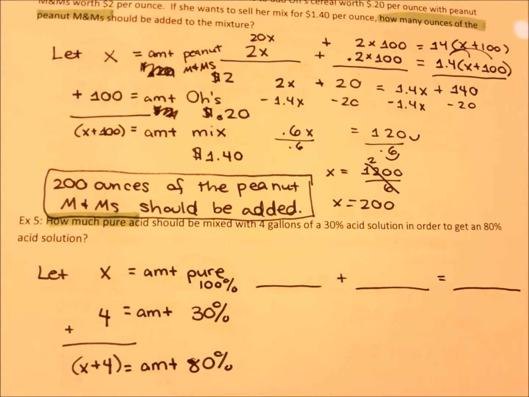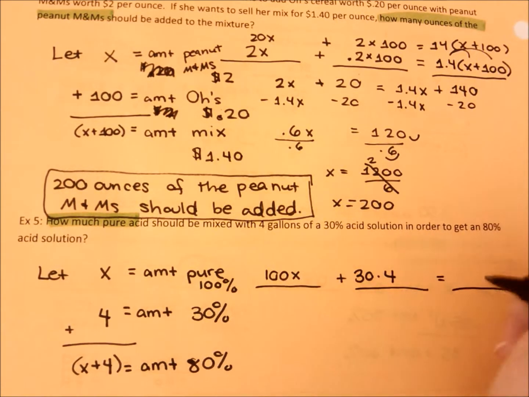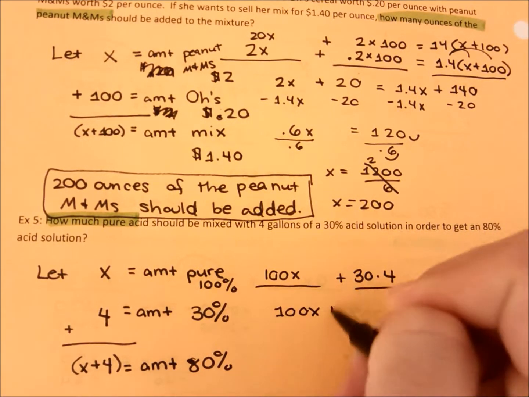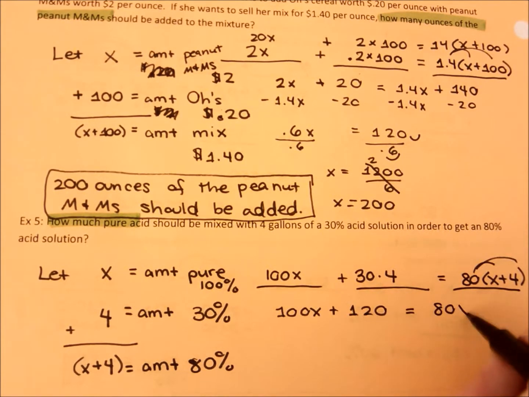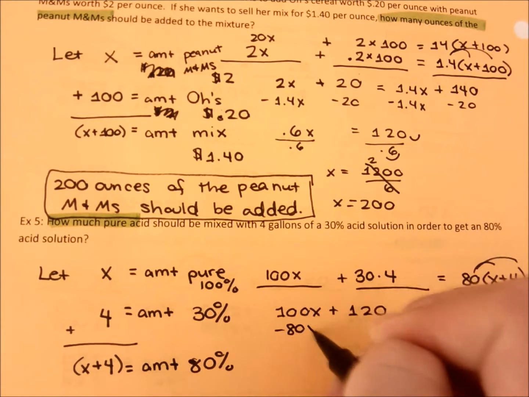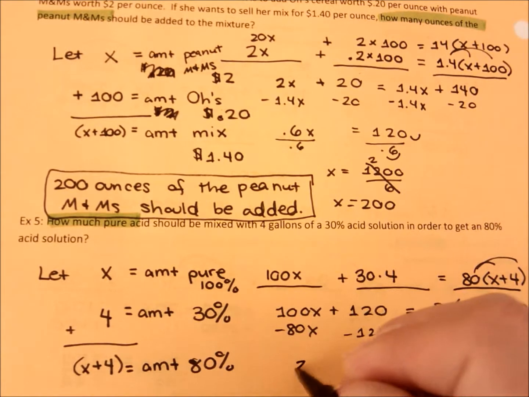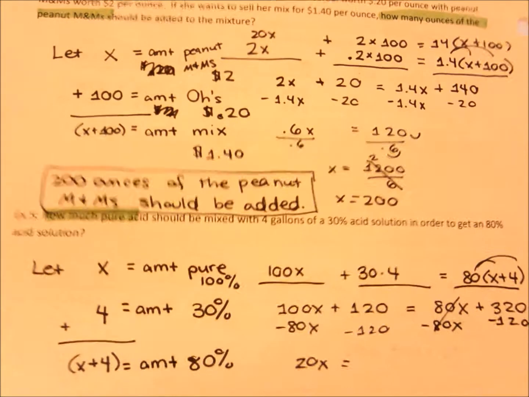100x plus 30 times 4 plus 80 times the quantity x plus 4. Perfect. Okay, continuing through, we have 100x plus 120 is equal to 80x plus 320. Good. Subtract over 80x. Subtract over 120. Ooh, that came out nicely. 20x is equal to 200. Came out really nicely.